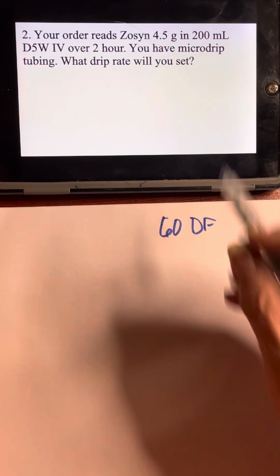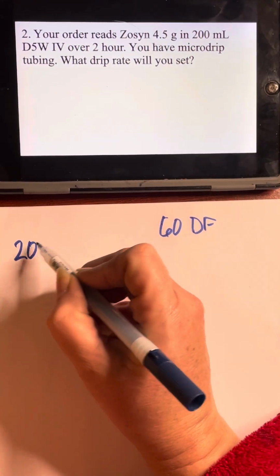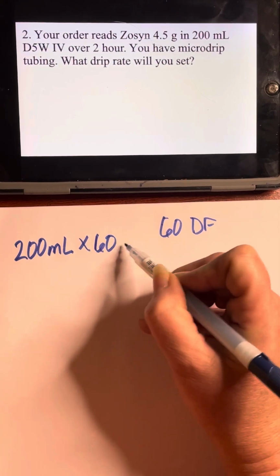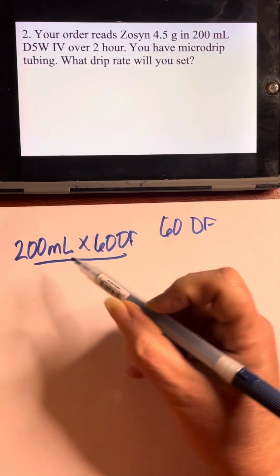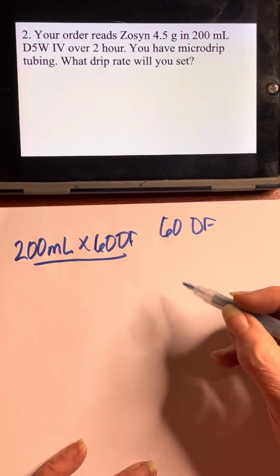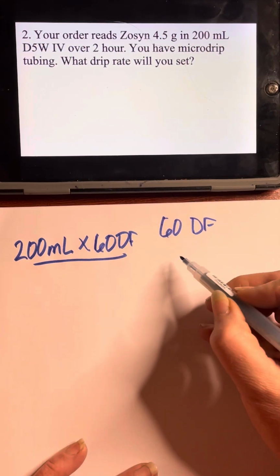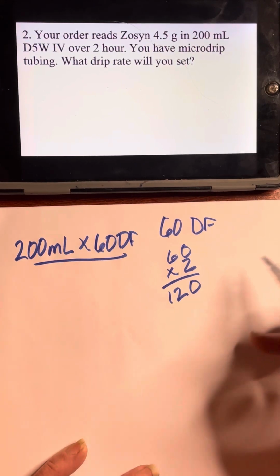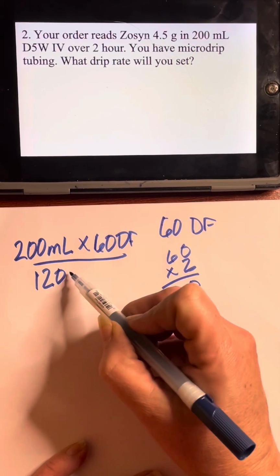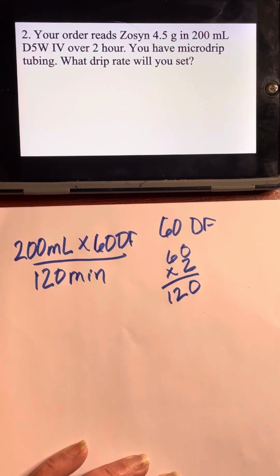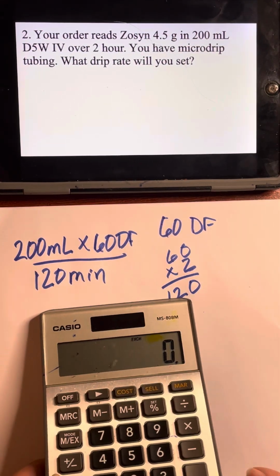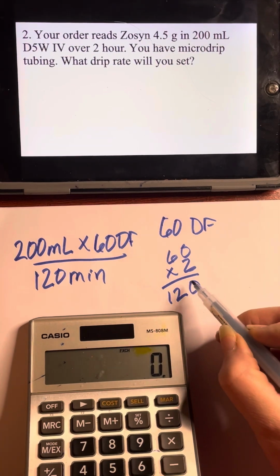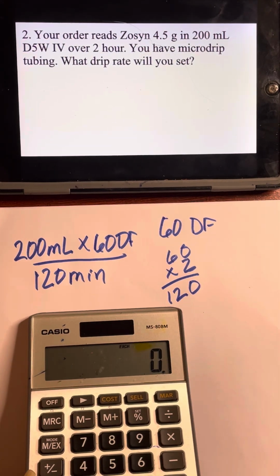So remember our thing? Total volume is 200 milliliters. The drop factor is 60. And it's going in over 2 hours. It's got to be in minutes, though. So, 60 times 2. Sure, if you need a calculator, do it. If you're not sure, don't trust your own mind, if you know that you didn't learn your twos.